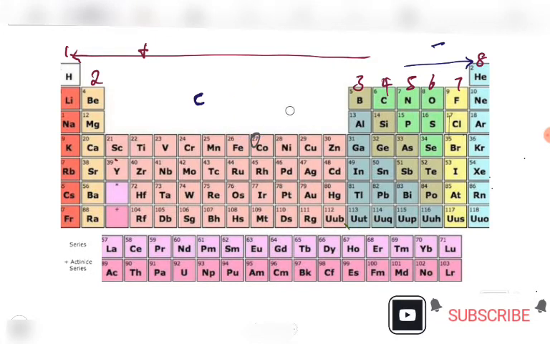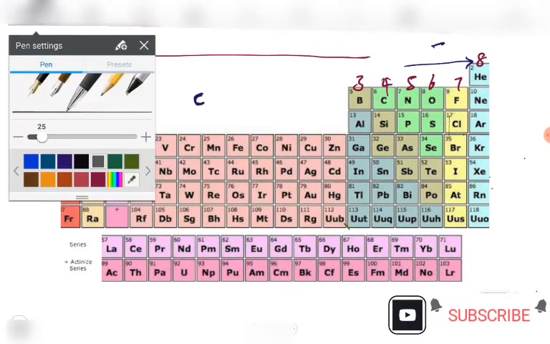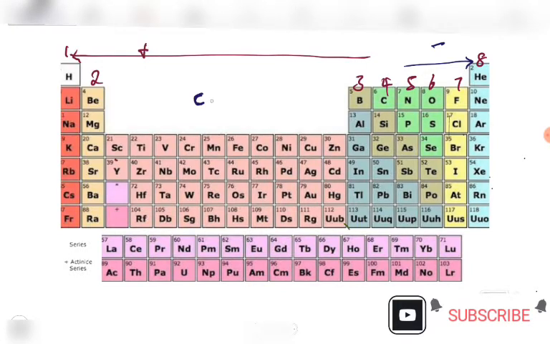Since carbon needs 4, we're going to use 1, 2, 3, 4 arrows to represent that. So carbon always has 4 bonds, because it needs 4 electrons for its outer shell level to be complete. Hydrogen can donate 1, so it has 1 bond.